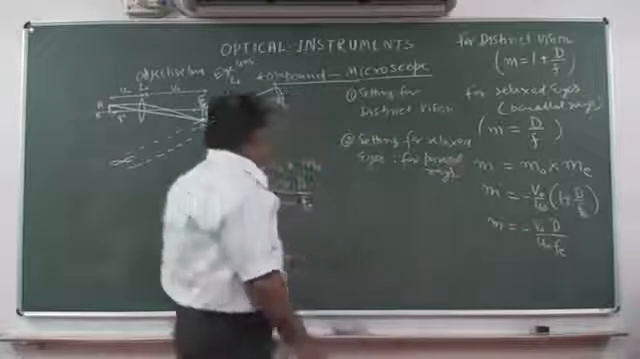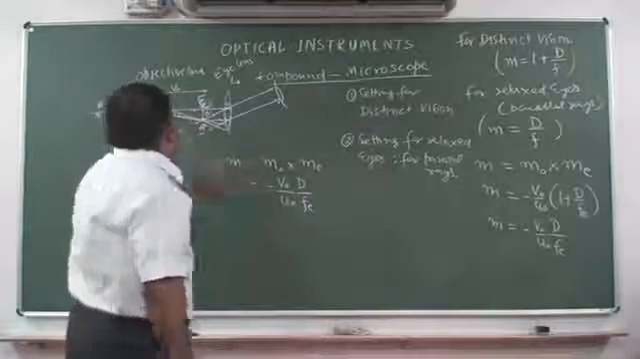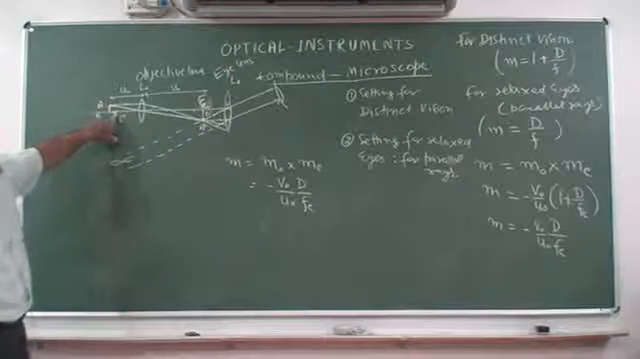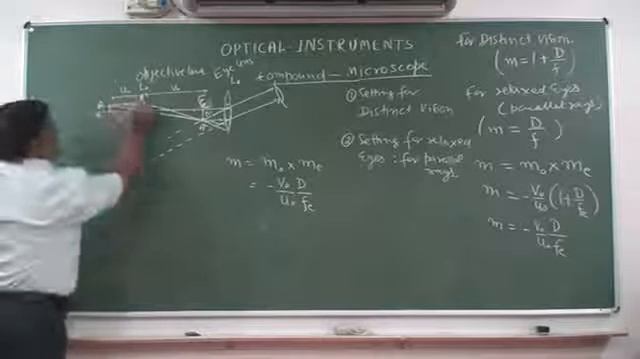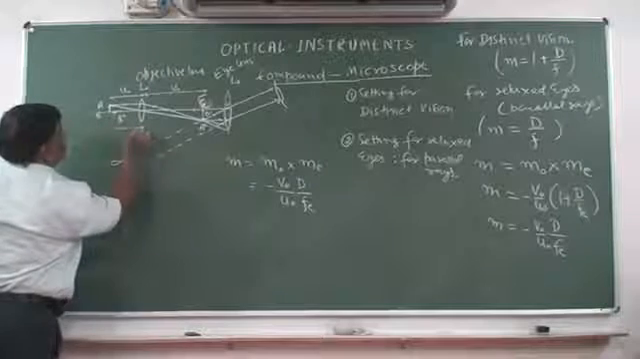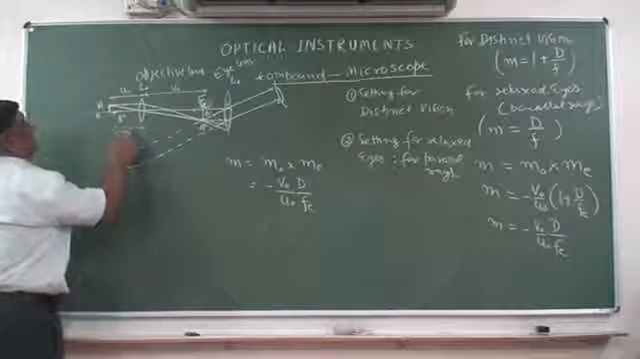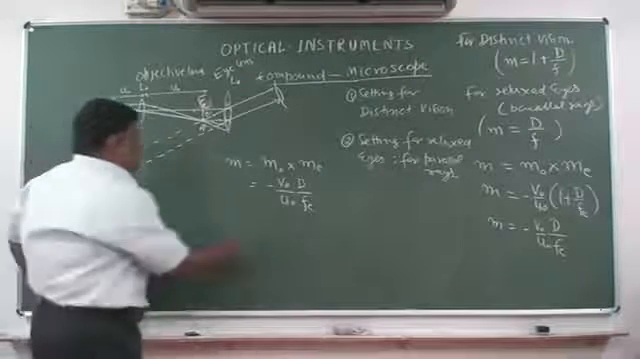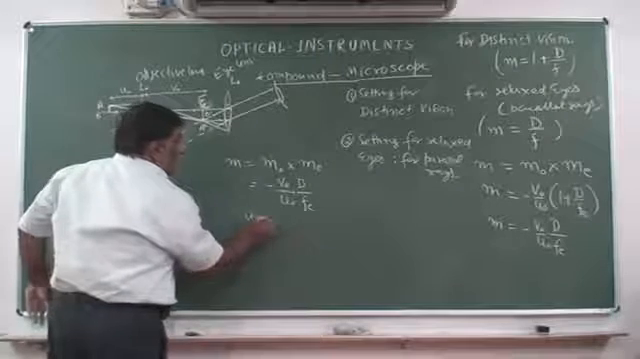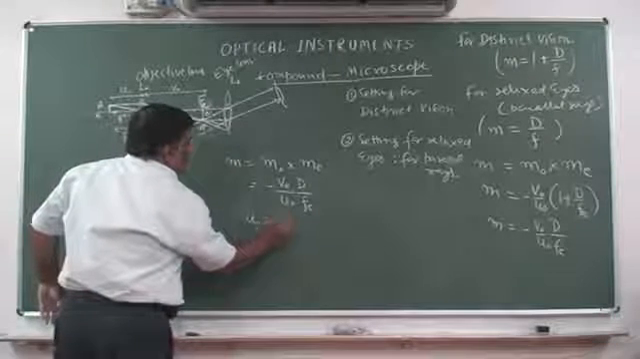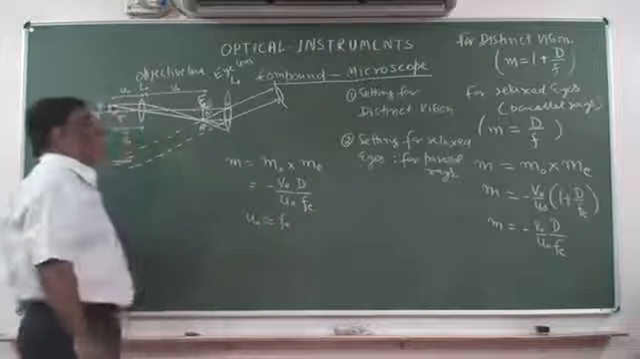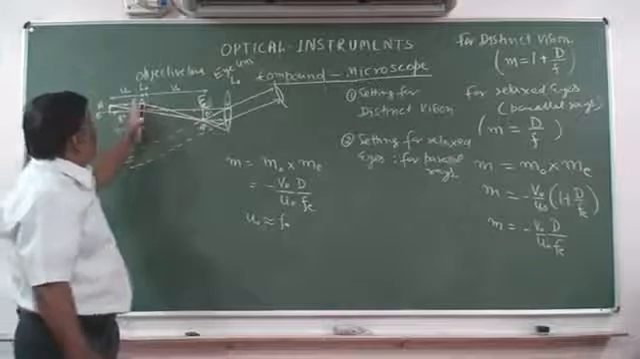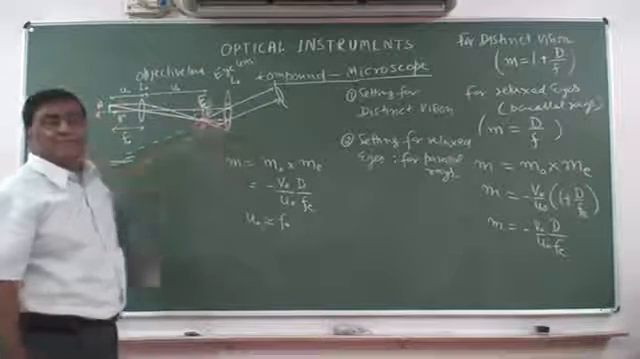Where do we keep the object? The answer is we keep the object very near to this focal length. So this distance u0 and this distance, the focal length of the objective, these two are approximately equal. u objective is very roughly equal to f0. Now another thing, this V0, we make very large compared to this distance.